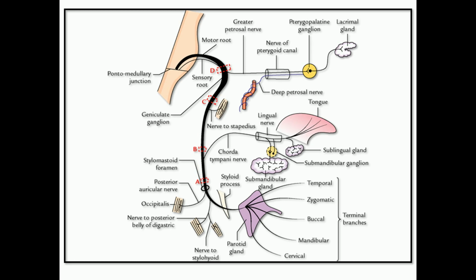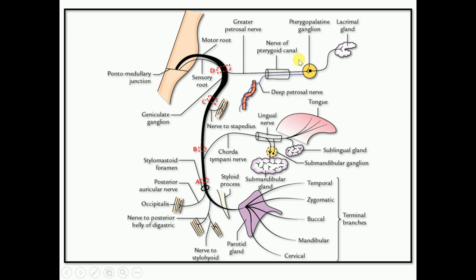First branch, from the geniculate ganglion, is the greater petrosal nerve. So the greater petrosal nerve arises from the geniculate ganglion. It consists of preganglionic parasympathetic fibers which make a union with the deep petrosal nerve, and form the nerve of the pterygoid canal, passes through this pterygoid canal and relays into the pterygopalatine ganglion.